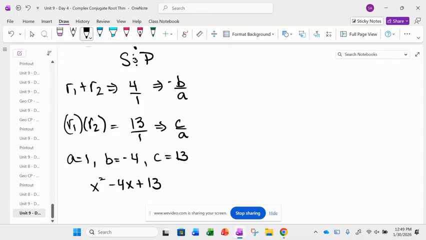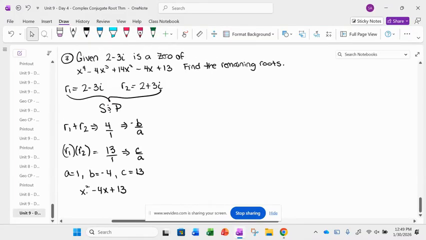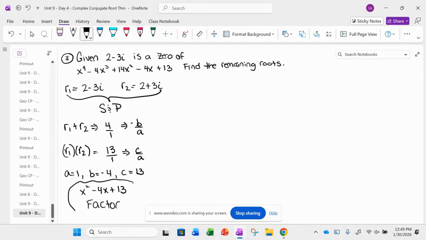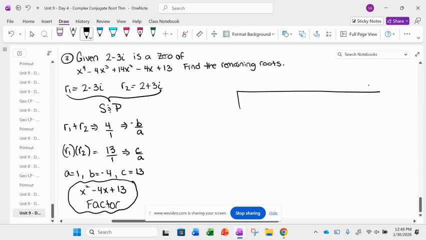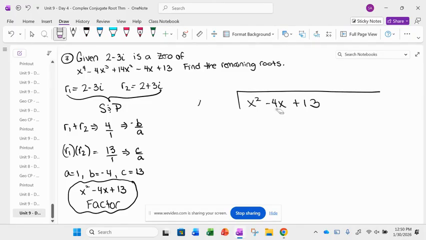Are we good with that? Now, what did we say we were going to do with this factor? Good. Divide it into the original. So now we're going to have x squared minus 4x plus 13, and we're going to divide that by, oops, sorry, wrong setup. This should be x to the 4th minus 4x cubed plus 14x squared minus 4x plus 13. And we're going to divide that by x squared minus 4x plus 13.